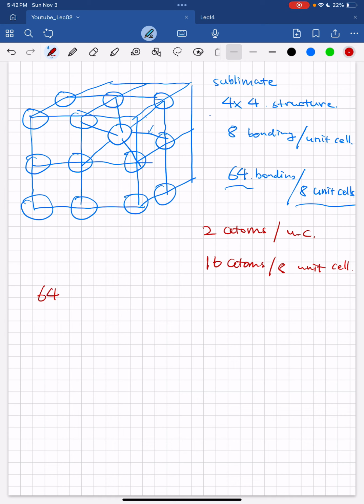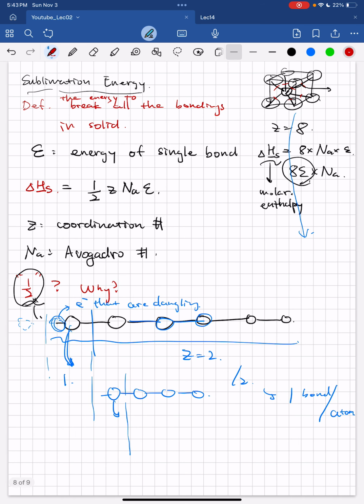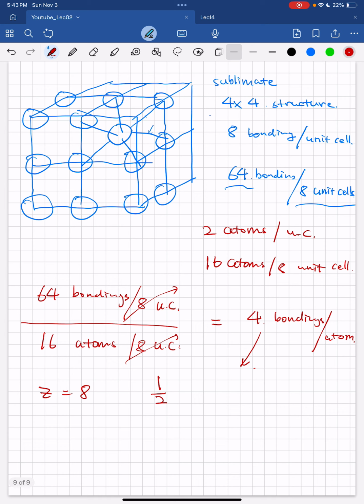Then 64 bondings per 8 unit cells divided by 16 atoms per 8 unit cells, then it will be 4 bondings per atom, right? But Z equals 8, so we proved that you need this divided by 2 to not count twice, okay? Because if you count Z equals 8, then you have to cut here and here twice, but we already said you just cut once, okay? So that's how you get the binding energy.